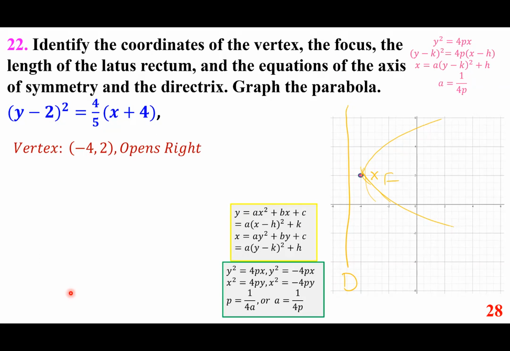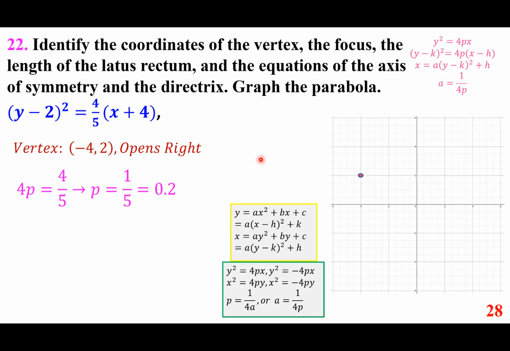Okay, so let me erase that. 4P is 4 over 5 according to the formula here. P is 1 over 5, or 0.2. So this distance is 0.2 or 1 over 5. Therefore, the focus is located at this point, move it to the right by this much. So add 1/5 or add 0.2 and you get negative 3.8. Okay, just a little bit to the right.